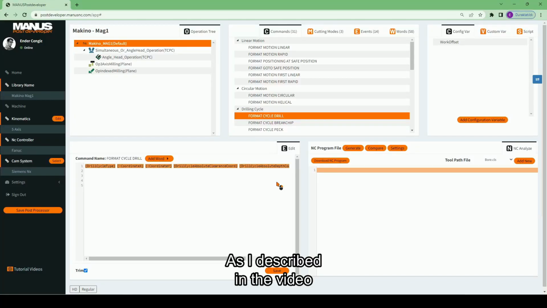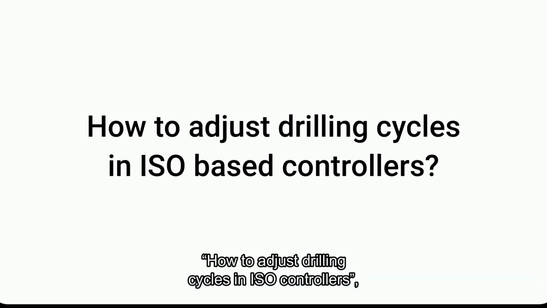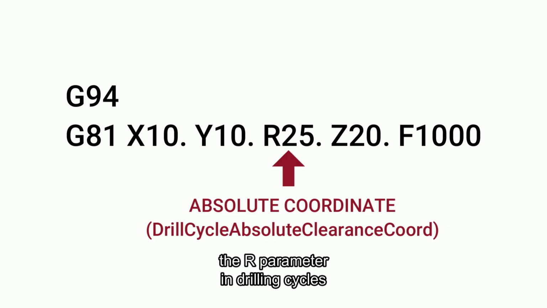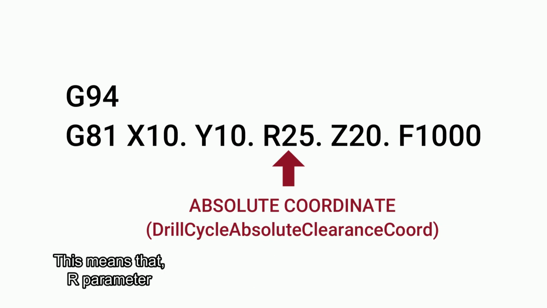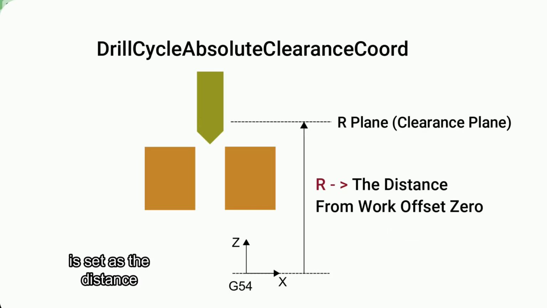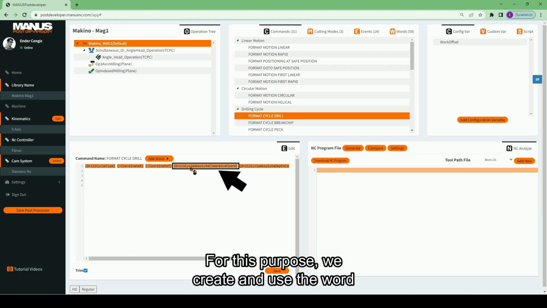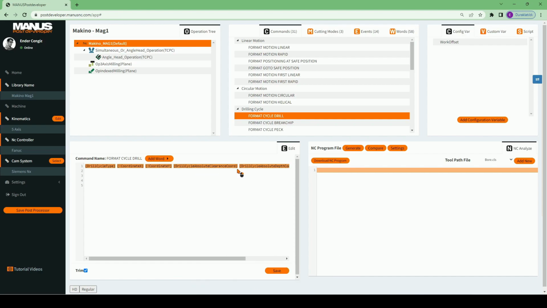As I described in the video on how to adjust drilling cycles in ISO controllers, the R parameter in drilling cycles is mostly in absolute mode. This means that the R parameter is set as the distance of the R plane from the work offset 0. Note that another name for the R plane is the clearance plane. For this purpose, we created and use the word "drill cycle absolute clearance chord".